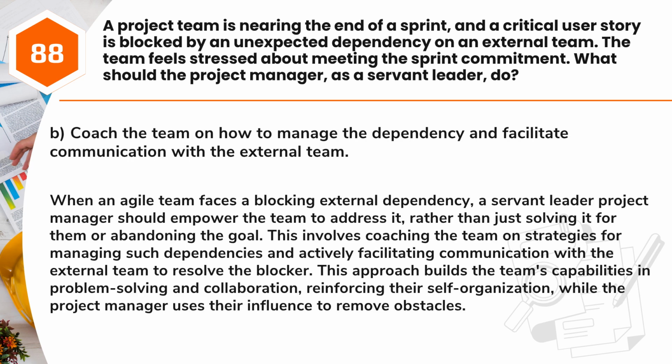Answer: B. Coach the team on how to manage the dependency and facilitate communication with the external team. When an Agile team faces a blocking external dependency, a servant leader project manager should empower the team to address it, rather than just solving it for them or abandoning the goal. This involves coaching the team on strategies for managing such dependencies and actively facilitating communication with the external team to resolve the blocker. This approach builds the team's capabilities in problem-solving and collaboration, reinforcing their self-organization, while the project manager uses their influence to remove obstacles.